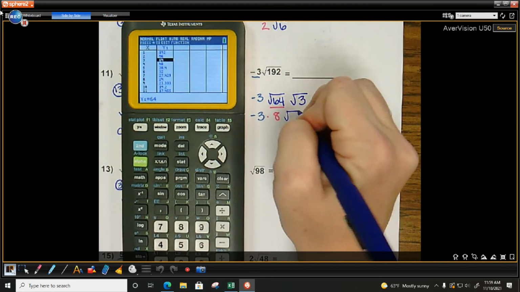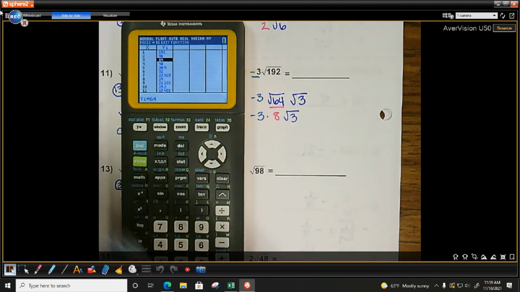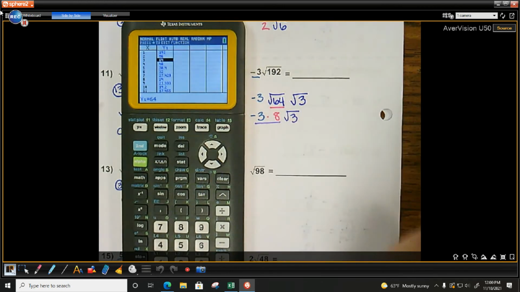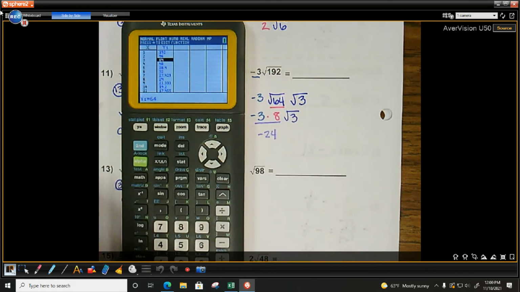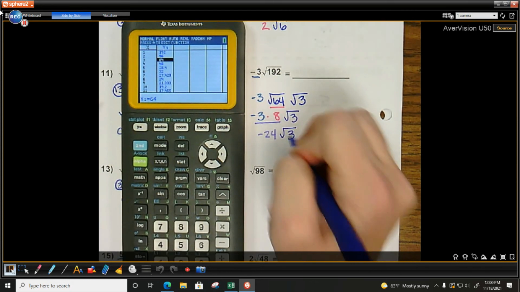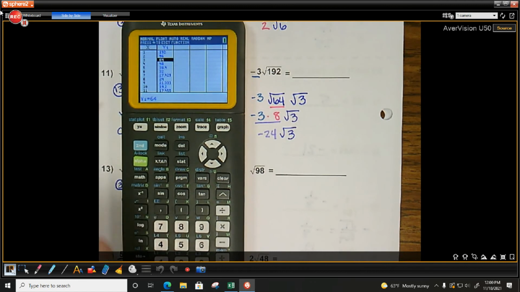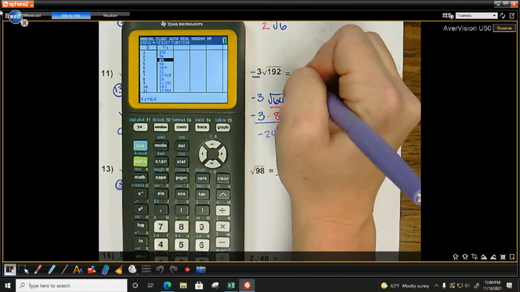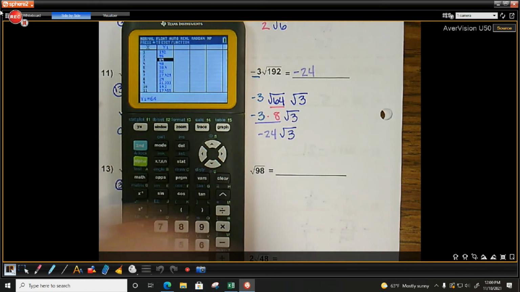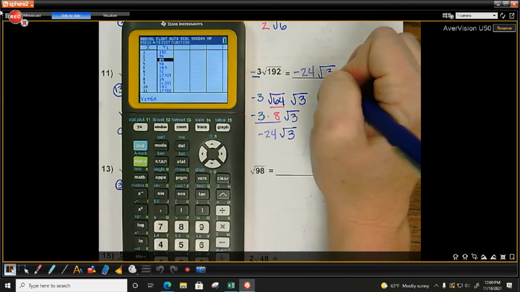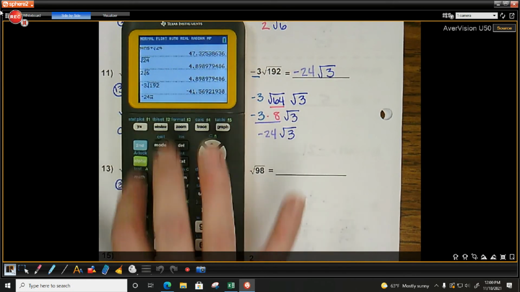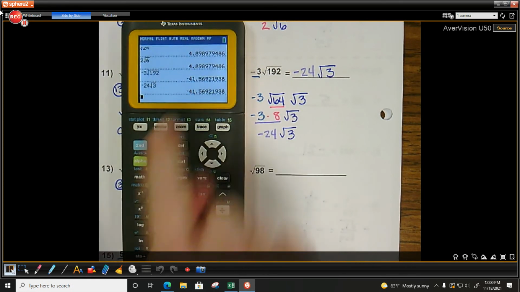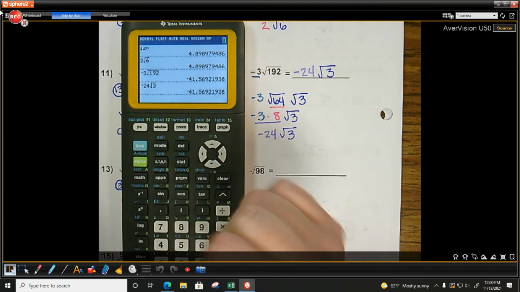Well, what is negative 3 times 8? Negative 24. Square root 3. 3 is a prime number, so it definitely cannot be simplified. So negative 24 square root of 3. So we're going to type negative 24 square root of 3 in our calculator. Do those decimals match? Yes, so we did it correctly.